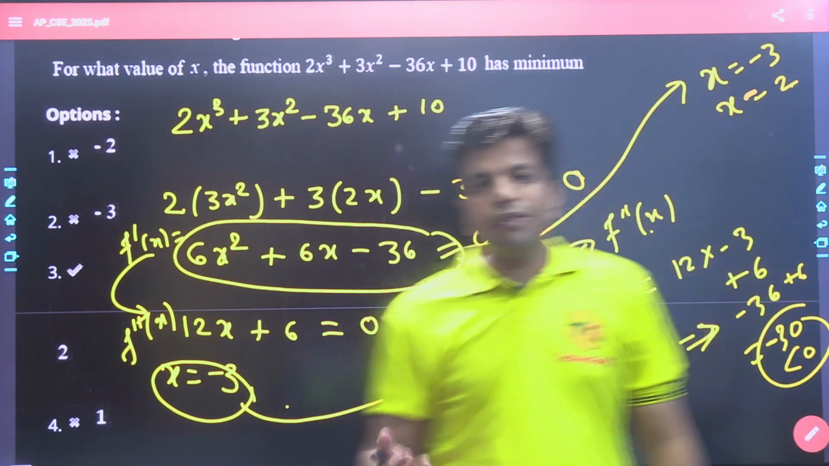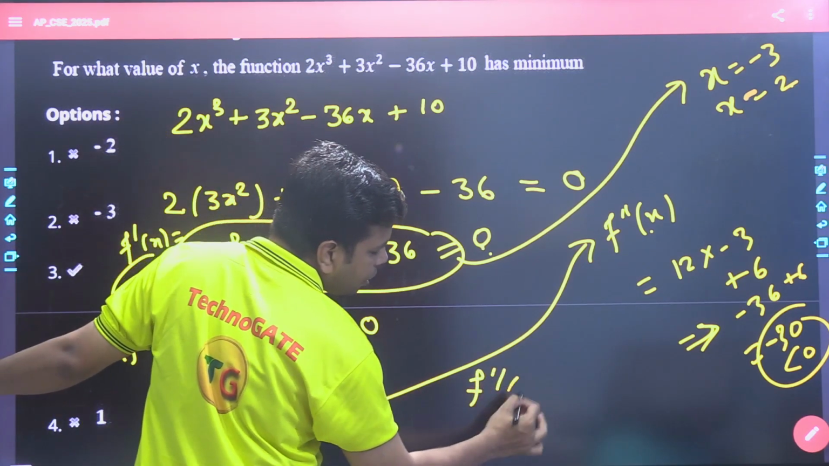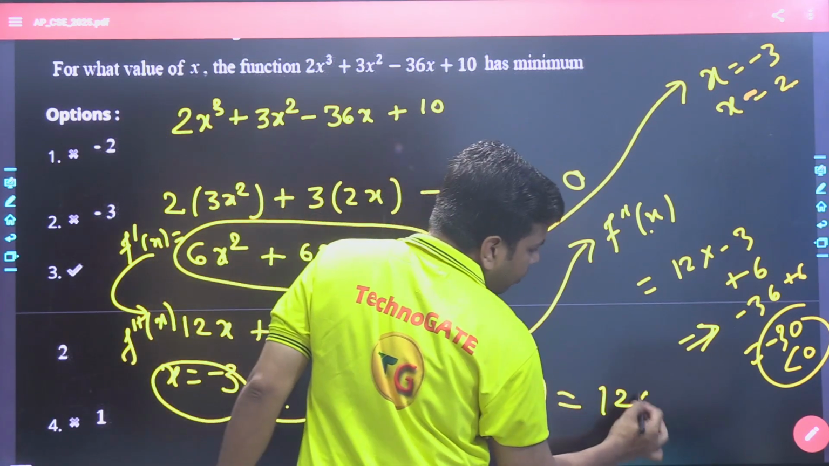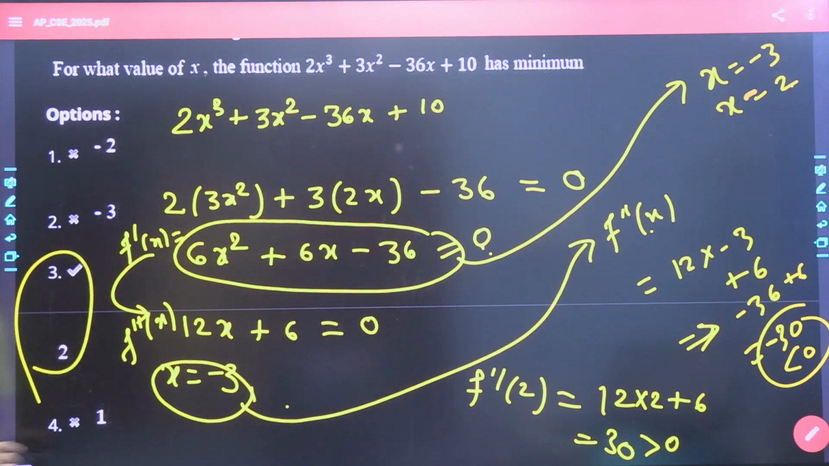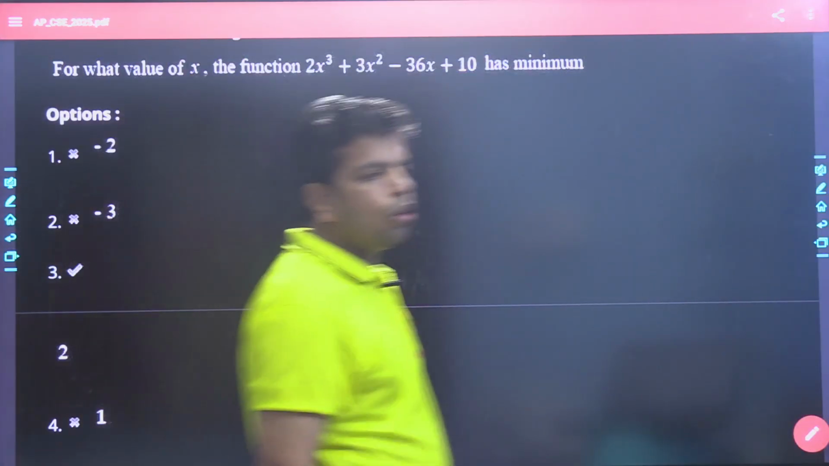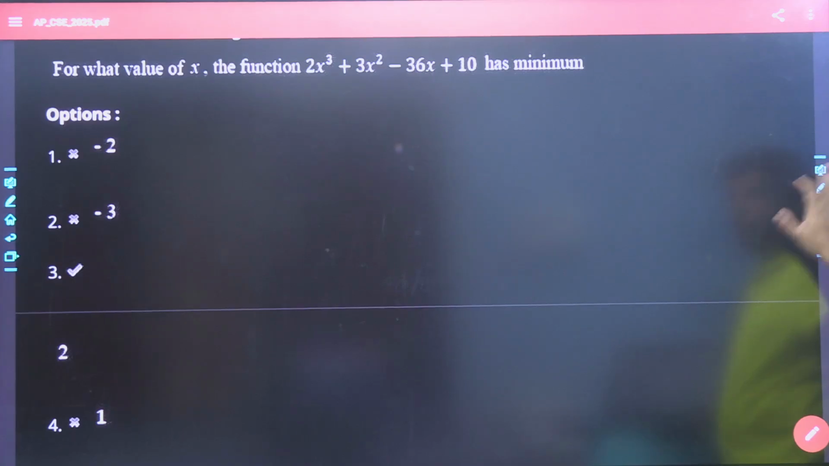Let's see, put x equals 2. So f double dash 2, 12 into 2 plus 6, 30. This is greater than 0, so this is a minimum point. We need to find the value of x at the minimum point. The value of x is what? It's 2. So at 2 it is minimum. You can go with answer 2. Got it? At 2 this is minimum, so you need to go with answer 2.